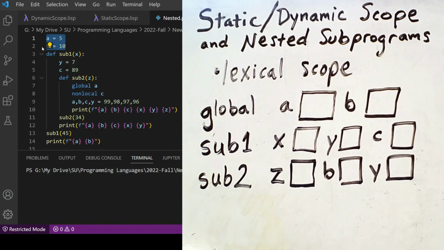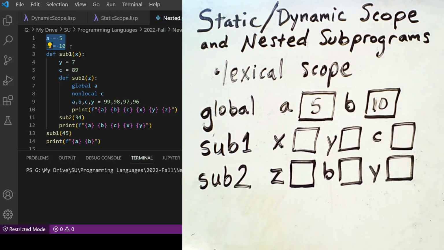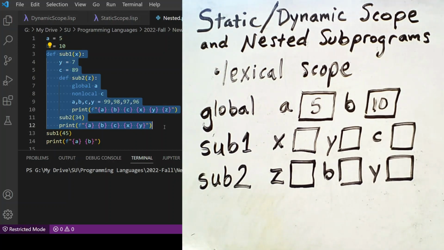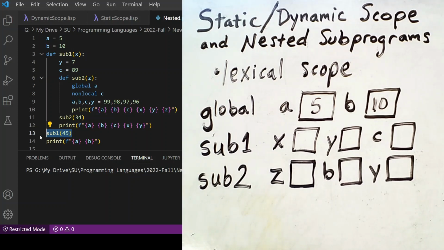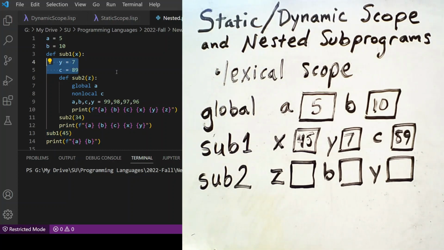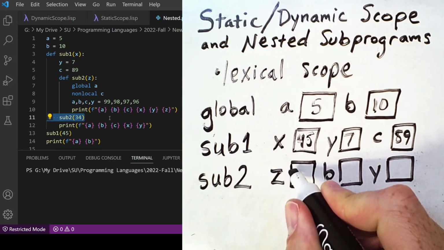First, we assign values of 5 and 10 to A and B respectively. Then we define the functions, and after defining the functions, we make an actual function call. The function call sub1(45) will assign a value of 45 to the parameter x. Then, inside the body of sub1, we assign values to y and c. Next comes the definition of sub2, and then the actual function call for sub2. The actual parameter of 34 is assigned to the formal parameter z.